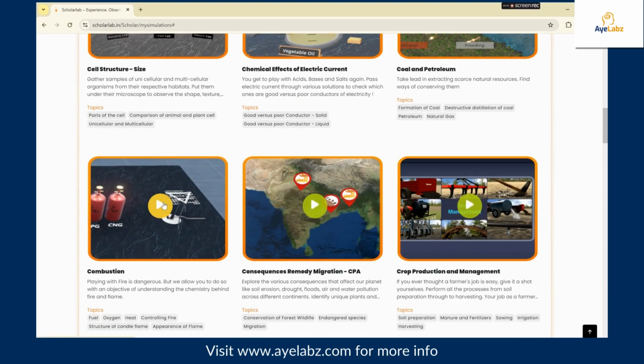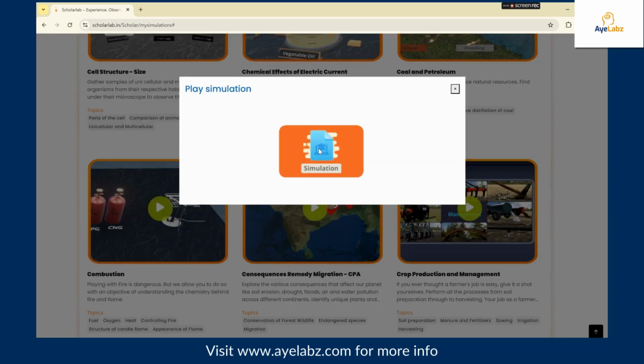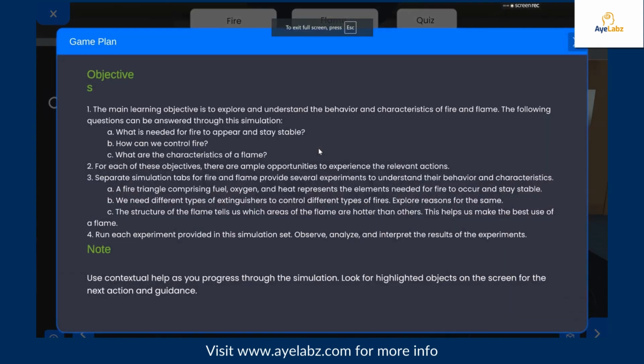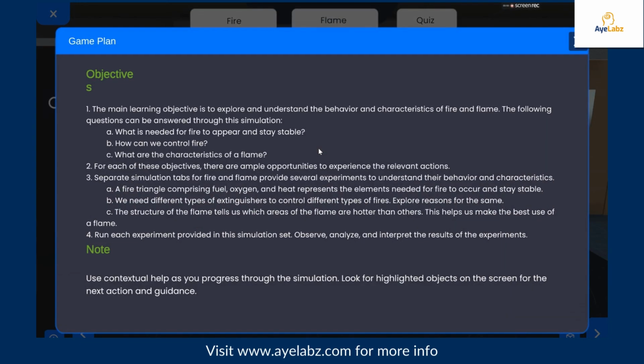Let me open the combustion simulation for you. Each simulation begins with a game plan that outlines the procedures, observations, and learnings of the simulation. If you are a new user, kindly go through this section thoroughly to maximize your experience. The main objective of this simulation is to explore and understand the behavior and characteristics of fire and flame.